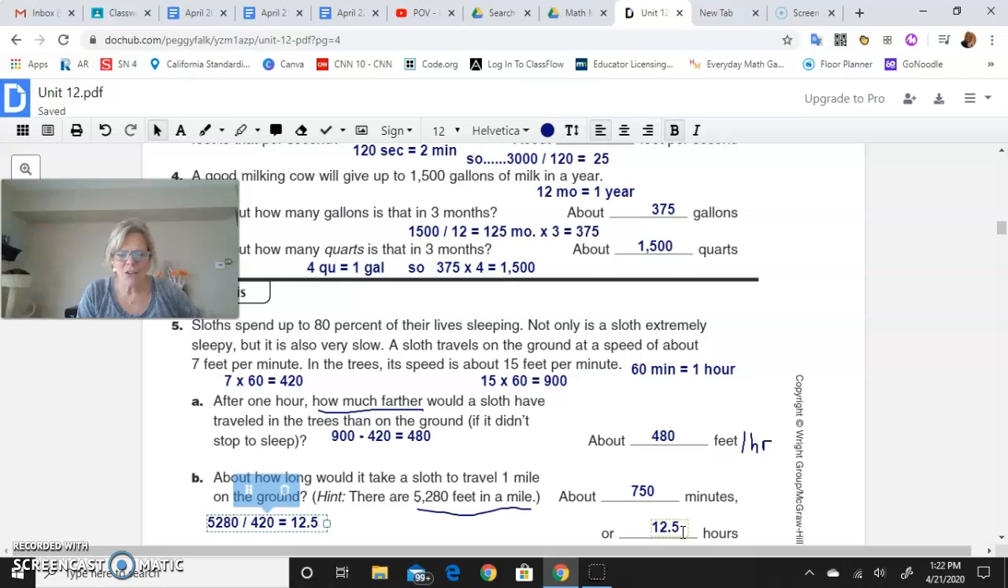So then on the ground, think about that, 7 feet in a minute, 5,280 feet in 12 hours. So a mile, 12 hours to do a mile. It takes you guys about 6-7 minutes to run a mile. So think of that. Then for minutes, I'm going to take 12.5 times 60 minutes, and you get 750 minutes. So it just shows you that sloths are really slow.